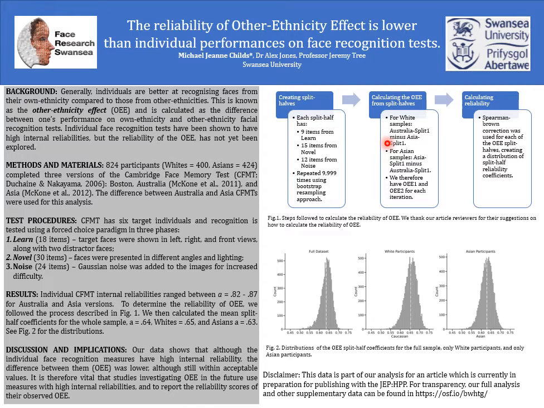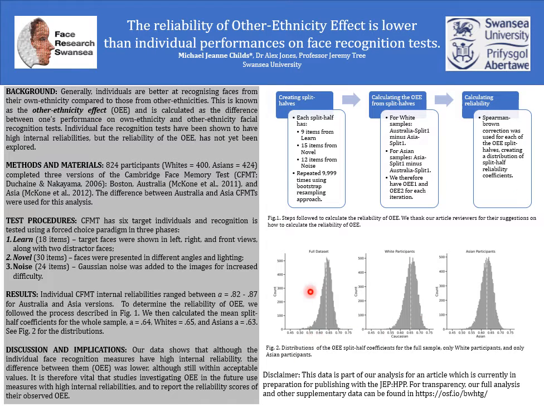Next, we calculated the difference for each of the split halves between the own ethnicity and other ethnicity test, creating an OEE split half score. For example, we have OEE1 and OEE2 for one iteration. For the Caucasian sample, this would be Australia minus Asia, and vice versa for the Asian sample. And finally, using Spearman-Brown correction, we checked the reliability of the OEE scores from each split pair, so OEE1 and OEE2, and so forth, thus creating a distribution of split half reliability coefficients.